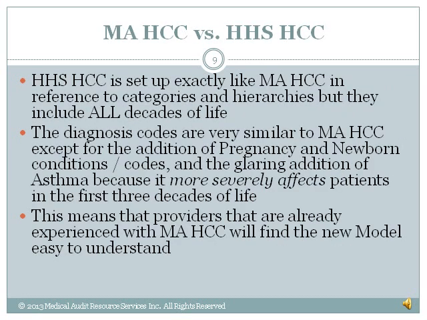HHS HCCs is set up exactly like MA HCCs in reference to categories and hierarchies, but they include all decades of life. The diagnosis codes are very similar to Medicare Advantage HCC, except for the addition of things we didn't see in Medicare Advantage, like pregnancy and newborn conditions, and the glaring addition of asthma because it more severely affects patients in the first 3 decades of life. This means that providers that are already experienced with Medicare Advantage will find the new model pretty easy to understand.